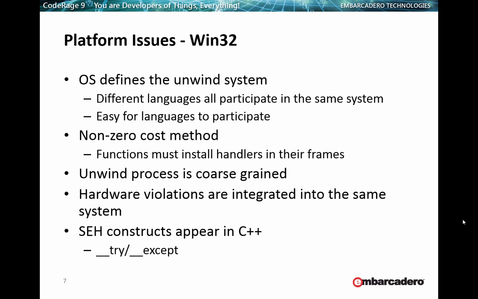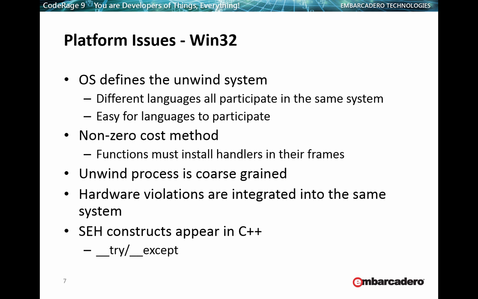I'm going to go over the various different platforms right now: Win32, Win64, OS X, iOS, and Android, and describe briefly some of the differences between the platforms for support of exceptions. So Win32 is the old standard. The operating system defines the unwind system. Different languages all participate in the same system. It is easy for languages to participate. It is a non-zero cost method.